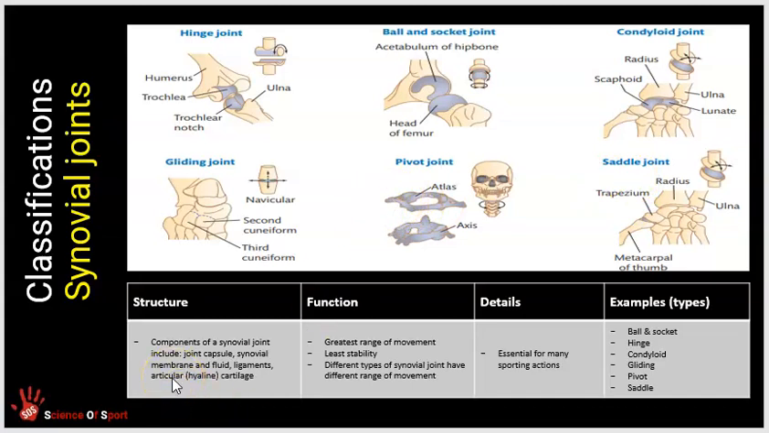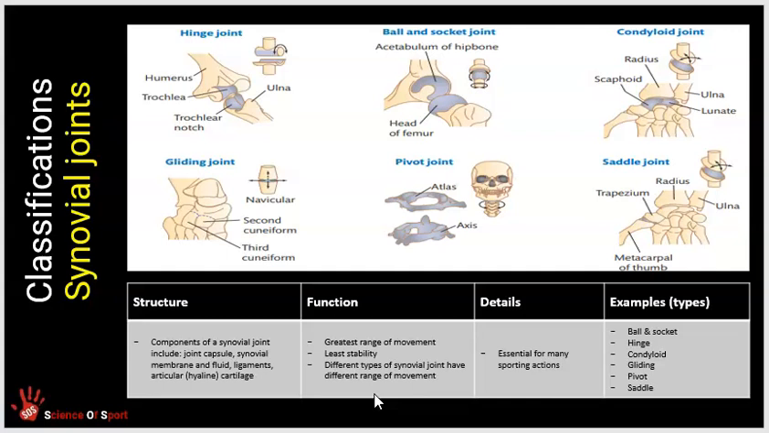But the structure of this classification involves a capsule, a joint capsule. And the next couple of slides will go into much more detail about this. These synovial joints, compared to the other 2 classifications, allow a much greater range of movement. So remember, we had fibrous, where there was no movement. We had cartilaginous, which had a little limited or slight movement between the bones of the joint. Synovial joints typically allow much more movement.